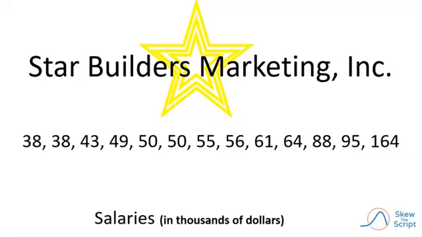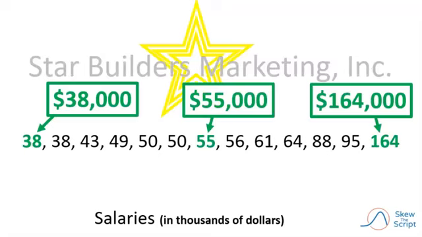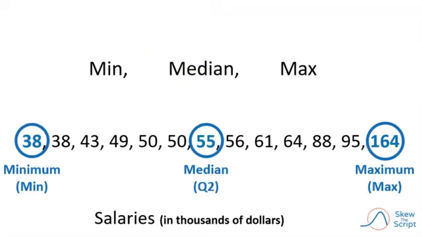It's a small company with 13 employees, and each of their salaries in thousands of US dollars, or USD, is shown here. Because the scale is in thousands of dollars, the 38 represents an employee that makes $38,000. The 55 represents an employee that makes $55,000, and the 164, well, that's the boss. They make $164,000 annually. These values also happen to represent the minimum, the median, and the maximum salaries in our data set.